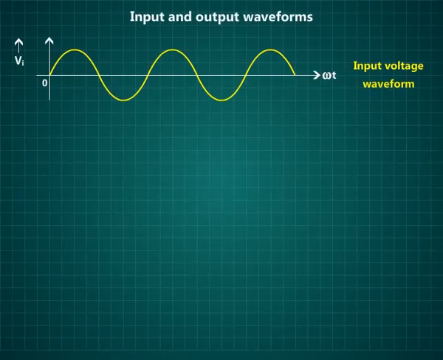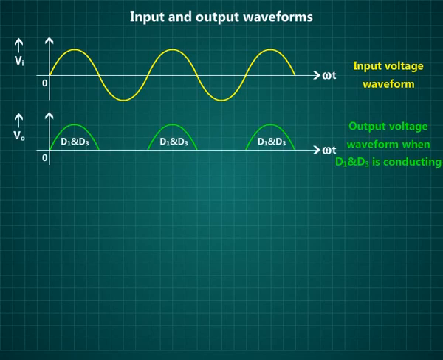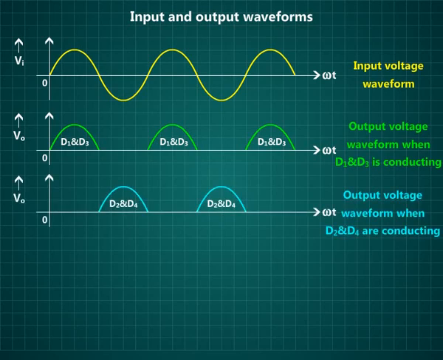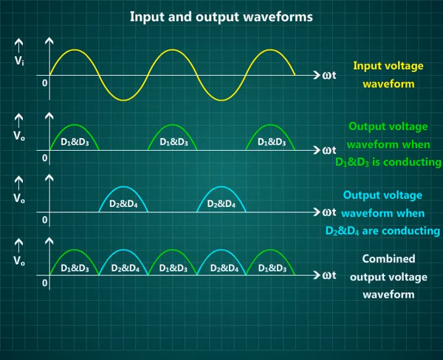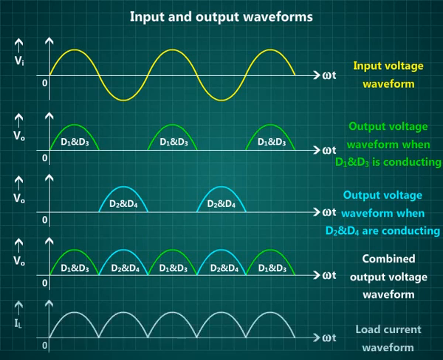Input and output waveforms. Input voltage waveform. Output voltage waveform when D1 and D3 are conducting. Output voltage waveform when D2 and D4 are conducting. Combined output voltage waveform. Load current waveform.